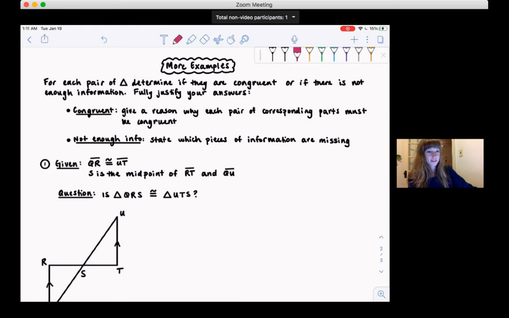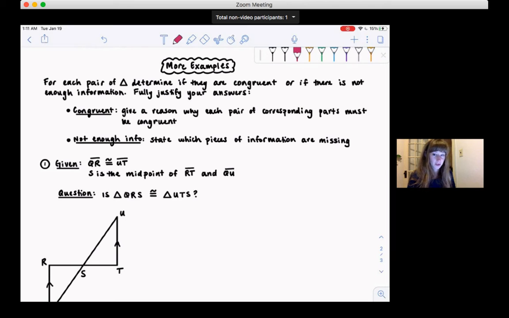Okay, welcome back to lesson 3.3. In this section, we're going to do two examples, and we're going to practice determining whether two triangles could be congruent from some given information. For each of these examples, we're going to determine if the pair of triangles are congruent or if there's not enough information. And we're going to practice fully justifying our answers.